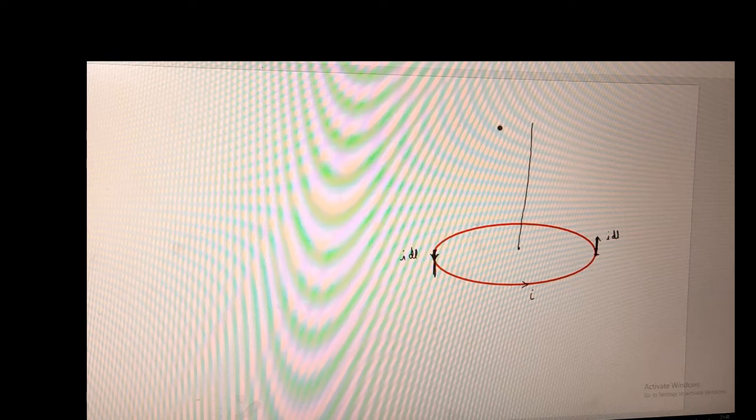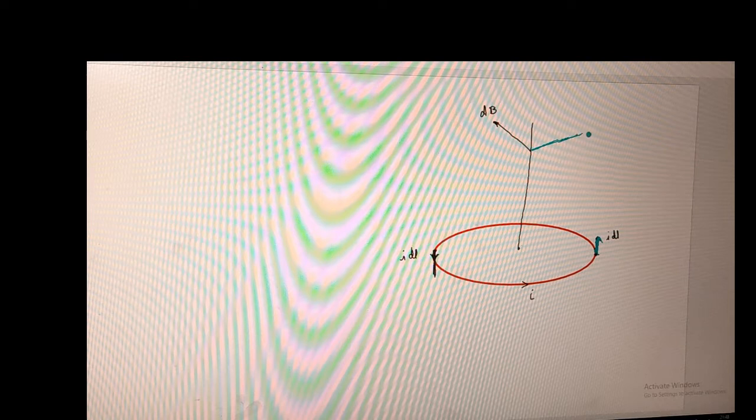For this element we have this dB. And for the second element, exactly opposite, diametrically opposite, the idl will be in this direction, or not? The same angle it will be, right? dB will be in this direction. Magnitude and direction, everything same, just the direction will be opposite, right? If this is theta, then this is also theta, right?